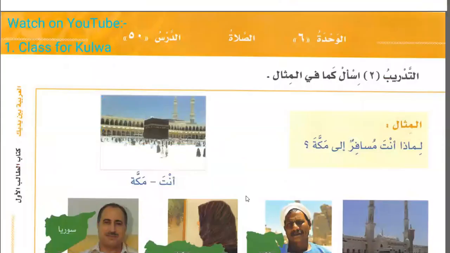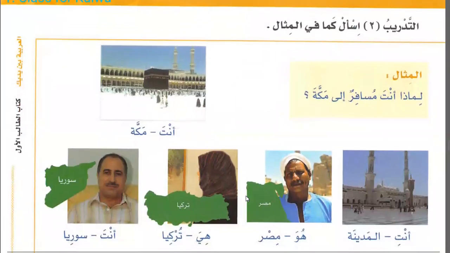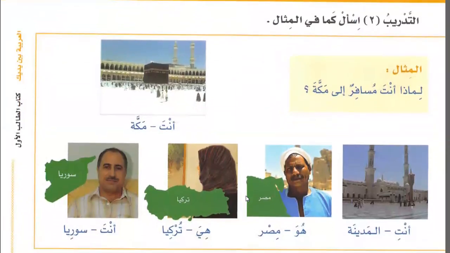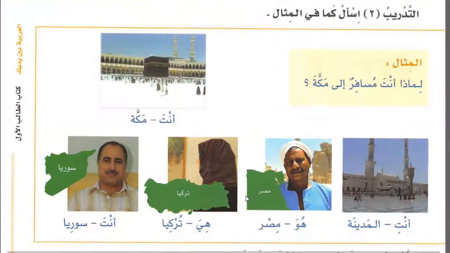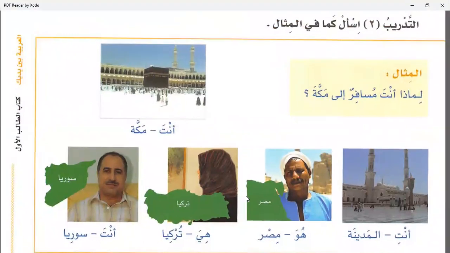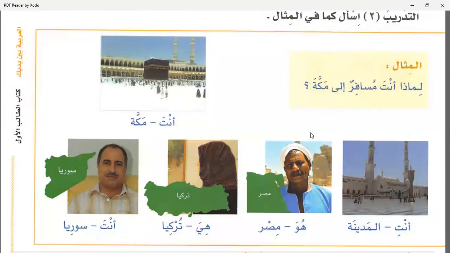At-tadrib ath-thani. Is'al kama fil-mithal. Is'al means ask the question, like the one in the example. Al-mithal: limadha anta musafirun ila Makkah? Why are you traveling to Makkah? So, for male musafirun, for female musafiratun. Who wants to read, raise her hand?